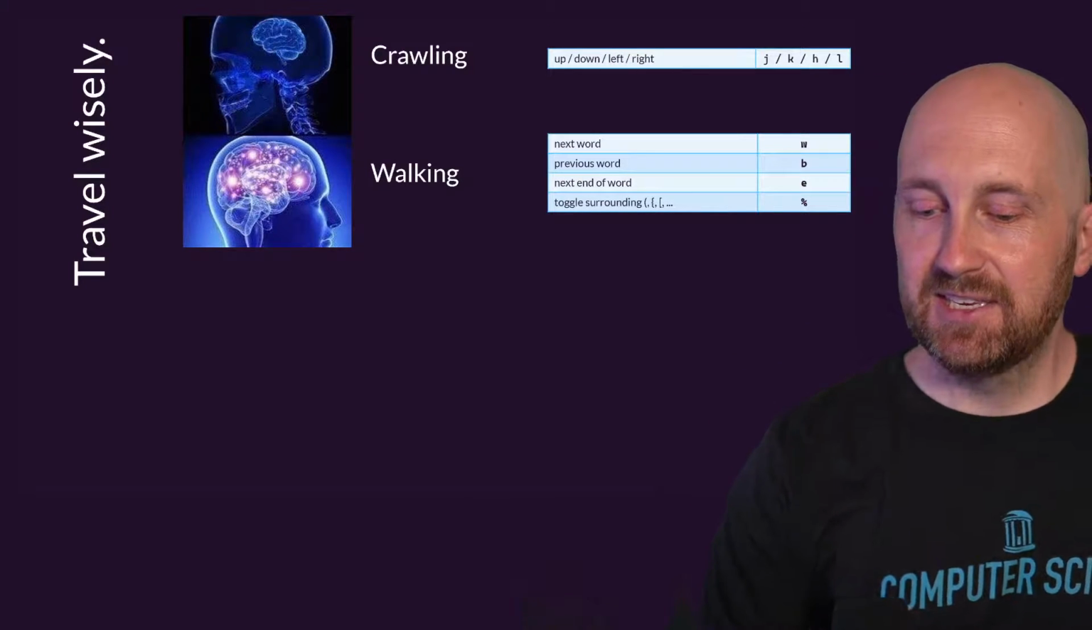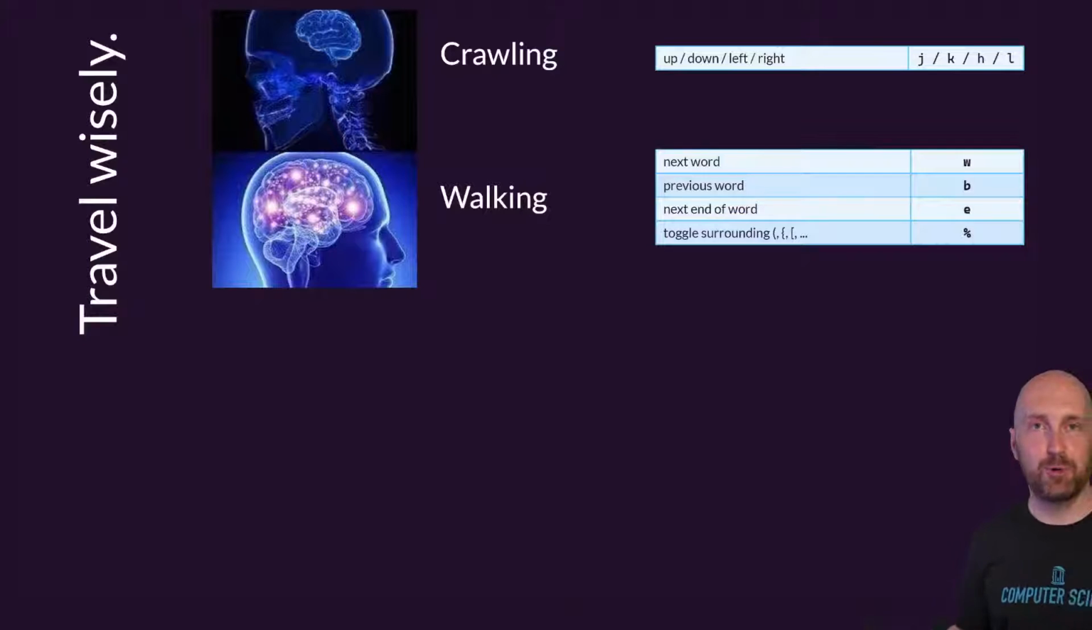So the next set of keys is how we can sort of walk around Vim. We can move a little bit at a brisker pace. And the W key will take us to the next word. The B key is sort of like the inverse. It will take you back. E will take you to the end of the next word. And I'll talk about the toggle surrounding in just a moment.